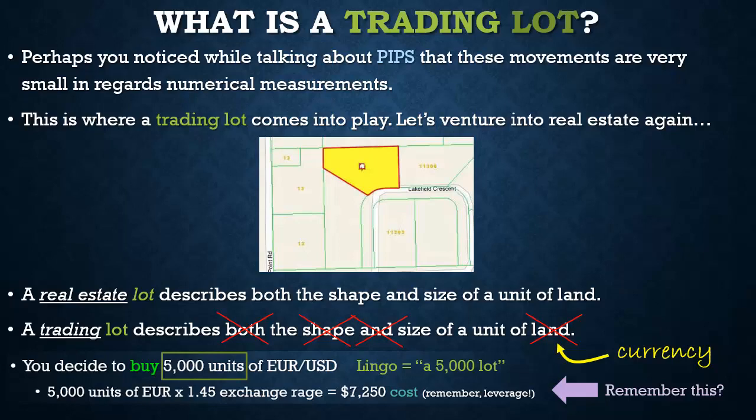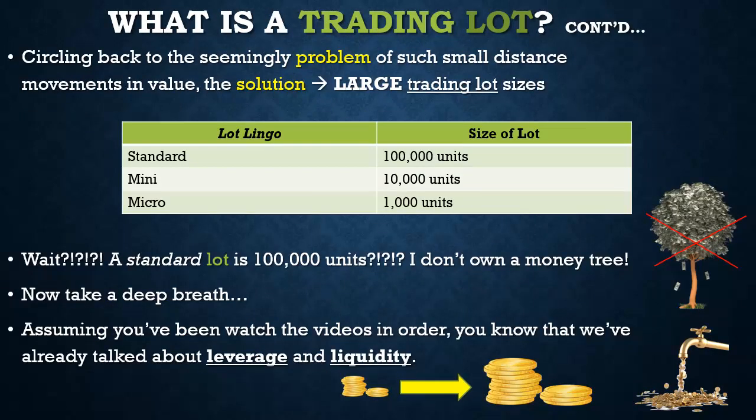But this becomes very important as we move forward. Circling back to those observant mathematical people that thought, wait a second, these are very, very tiny moves within the exchange rate values. So how do people even make money trading Forex if these moves are so tiny? That is definitely the problem.